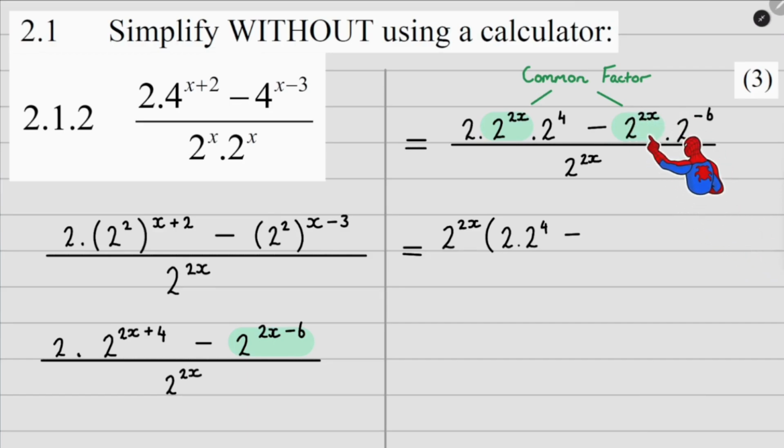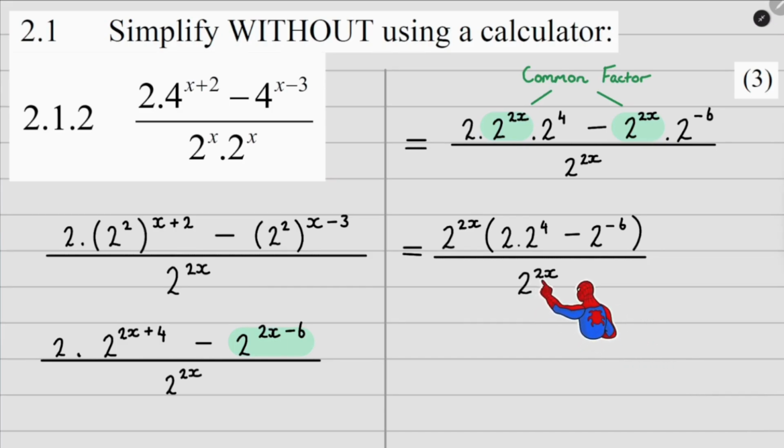And from the second term, I removed this, so I'm only left with a 2 to the power of minus 6 in the second term. And then the bottom chills for one last time. And then here comes the satisfying part. You see the 2 to the power of 2x and the 2 to the power of 2x. I can cancel them. Slap, slap. And you can only cancel when it's outside the bracket, when you have one term over one term.